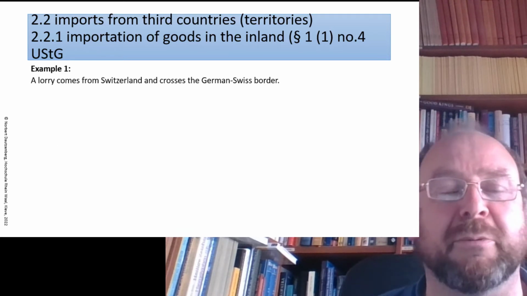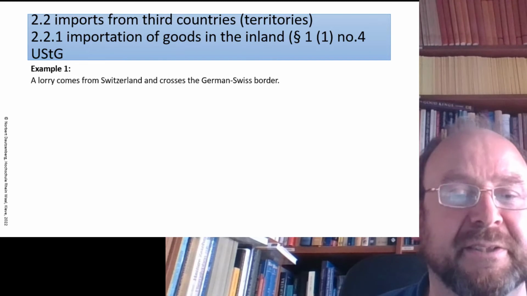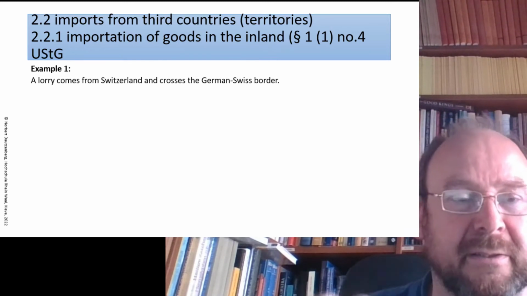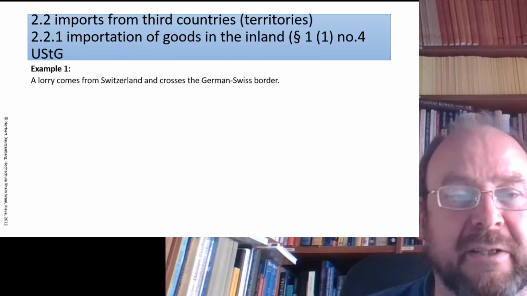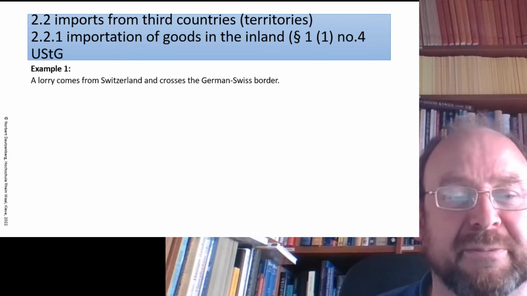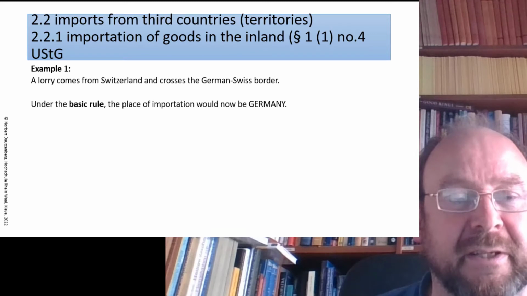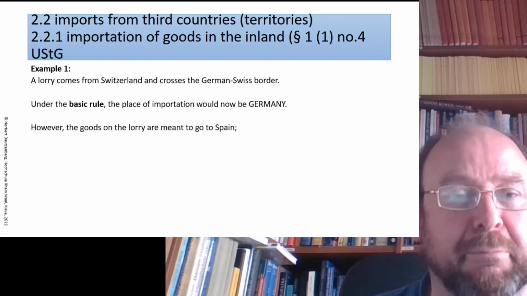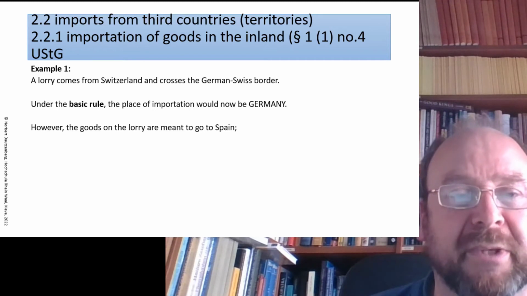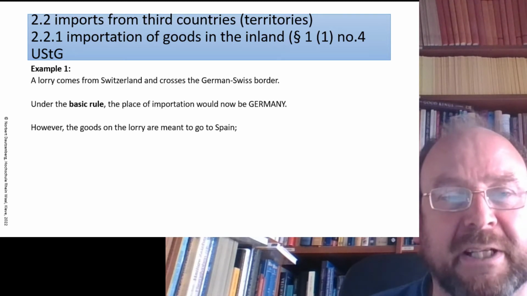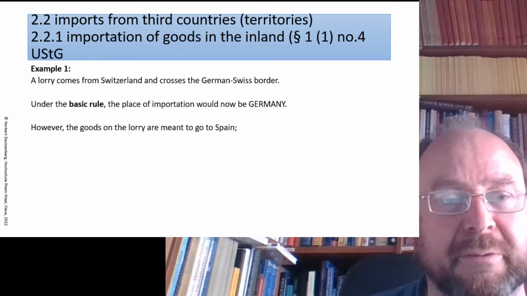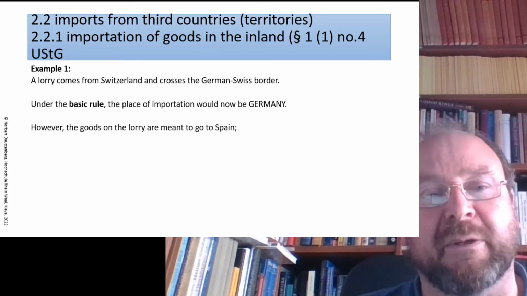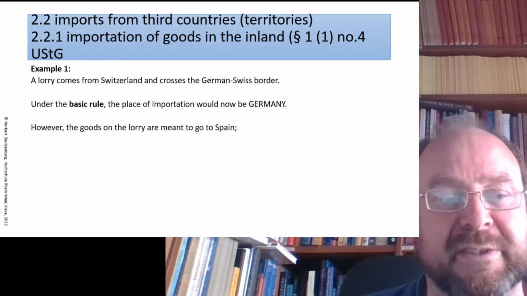So a simple example would be a lorry comes from Switzerland and crosses the German-Swiss border. So the guy in the vehicle crosses the German-Swiss border. So that guy, under the basic rule, would import these goods into Germany. And if you don't have a deviation from that basic rule, so if you don't have an agreement or make an agreement with customs authorities, that will be the rule which counts.